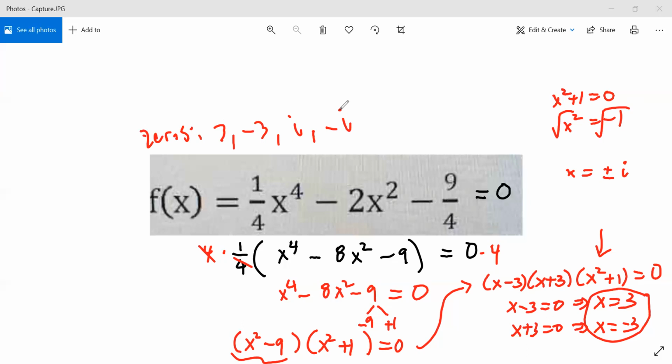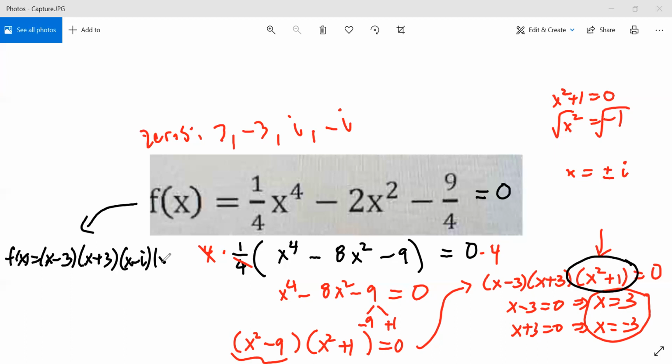If you're interested in factoring this, with real and complex factors together, I can write that as well. X minus 3, we had this, x plus 3. And now I also factorize this in terms of its complex solutions, so x minus i, x plus i. So we can factorize it as well. So we solved it and factorized the equation. Hope this helps.